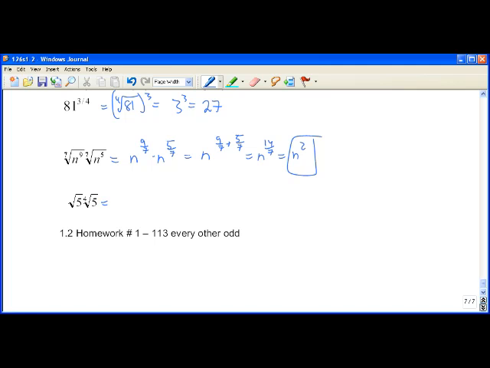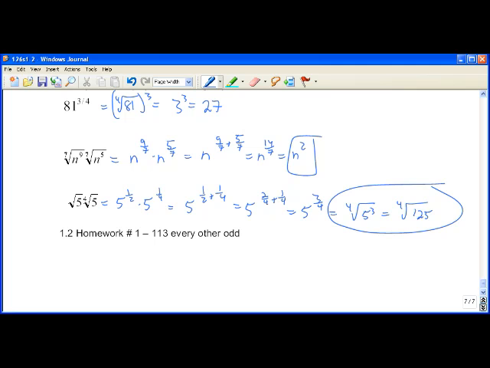And then the square root of 5 times the 4th root of 5, that's going to be 5 to the 1/2 times 5 to the 1/4. It's 5 to the 1/2 plus 1/4, or 5 to the 2/4 plus 1/4, 5 to the 3/4, which is the 4th root of 5 cubed, or you can write that as the 4th root of 125. They're both acceptable answers.